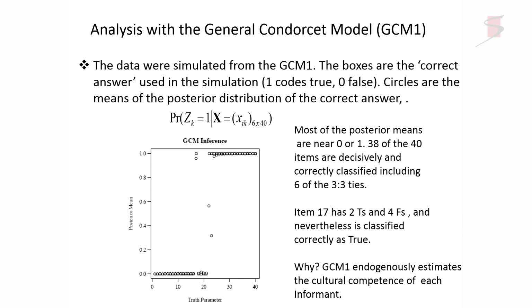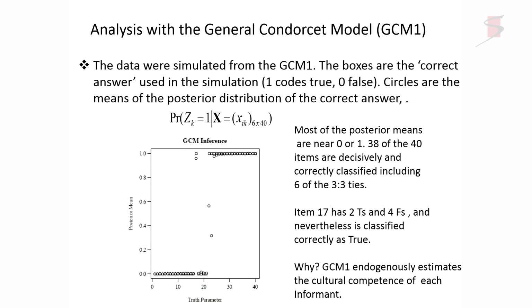Well, here is a plot. Incidentally, the data were generated from the general Condorcet model 1, but we didn't use any of the parameters in the simulation. We just simulated the data table. The squares are the true answer that was used in the simulation, and the circles are the posterior means. And we decisively got the posterior in 38 of the 40 questions to be very close to 1 or 0. We missed 2 of those 3-3 ties, but we got 6 of the 3-3 ties. And actually, question 7 had 2 trues and 4 falses, and was nevertheless classified as true.